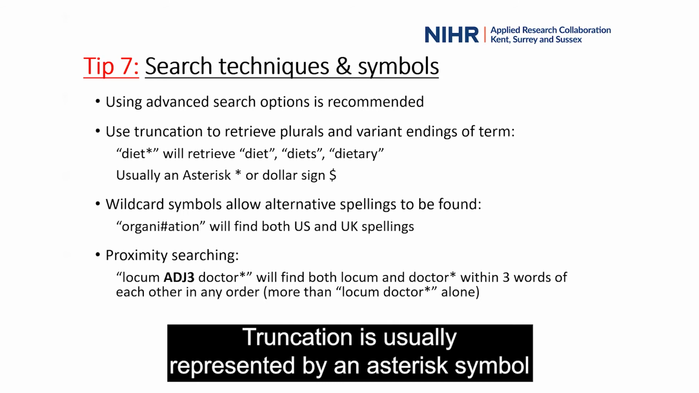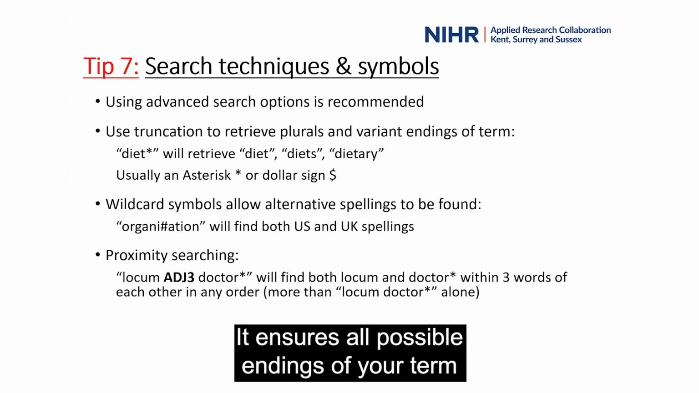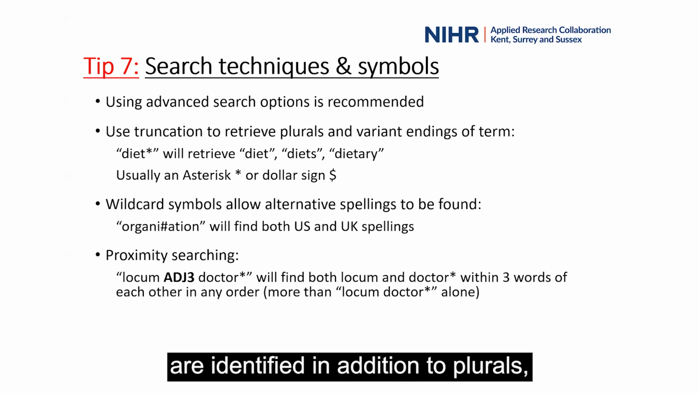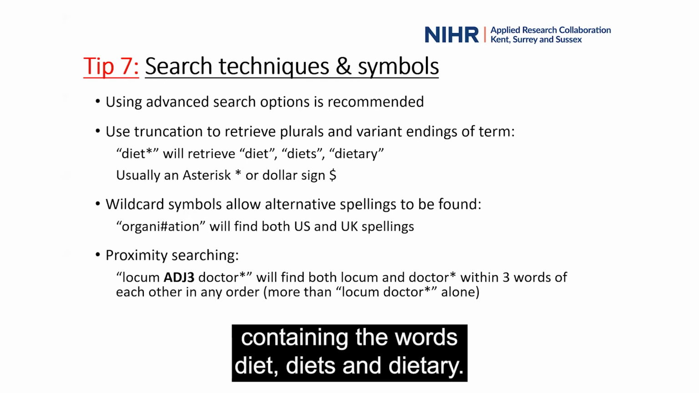Truncation is usually represented by an asterisk symbol, but can vary between databases. It ensures all possible endings of your term are identified in addition to plurals. For example, diet asterisk will retrieve records containing the words diet, diets, and dietary.